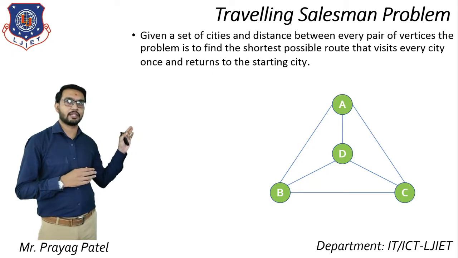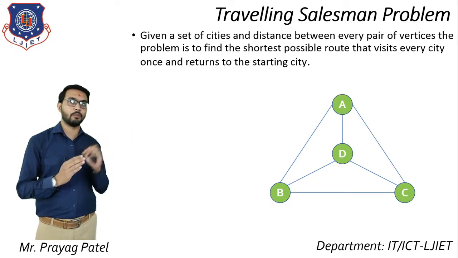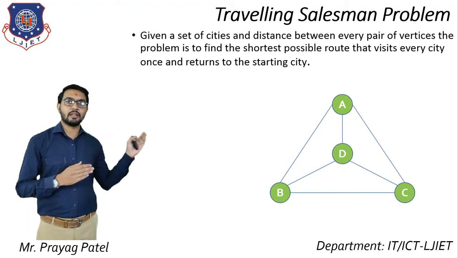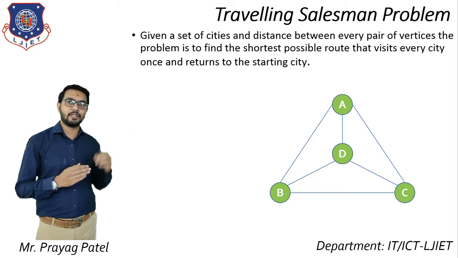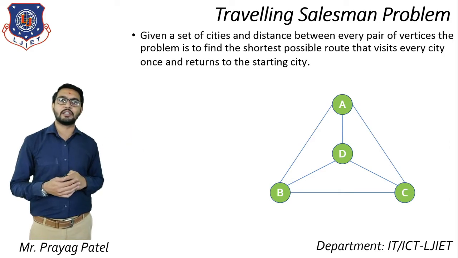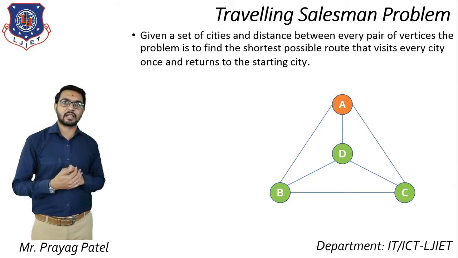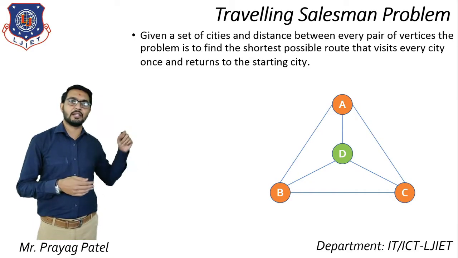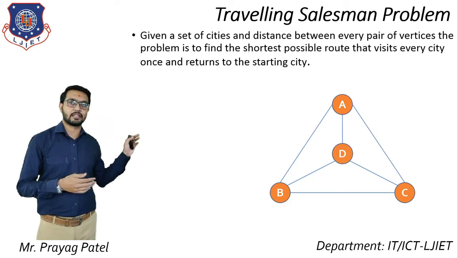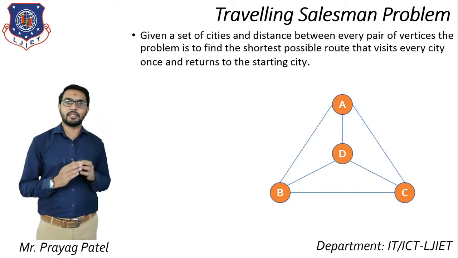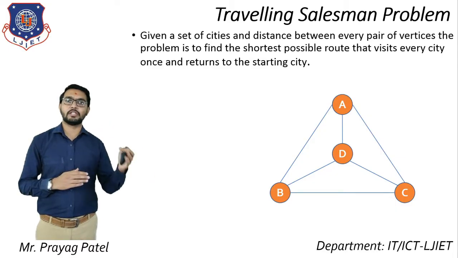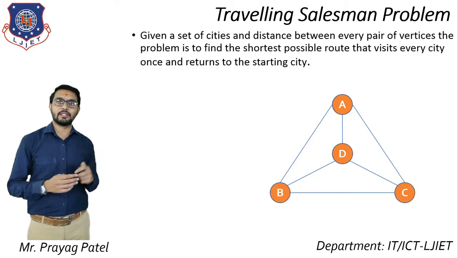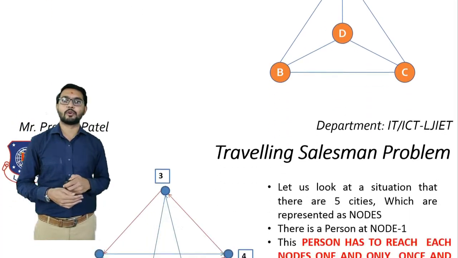For example, in this example consider node number 1 as the starting city. From city A we can start the visiting of each and every city. So initially city A is the starting point. Now consider the next city as city B, then the next city as city C, then the next city as city D, and after city D move back to the initial state, the starting point, node A. So this is one type of traveling salesman problem.